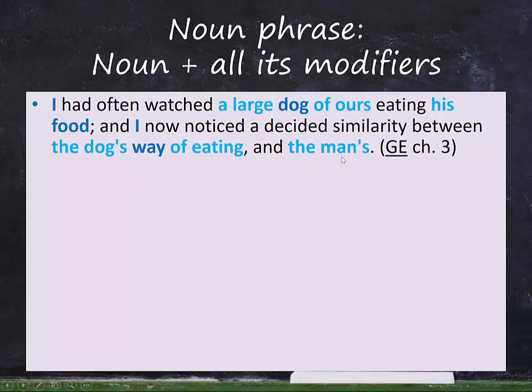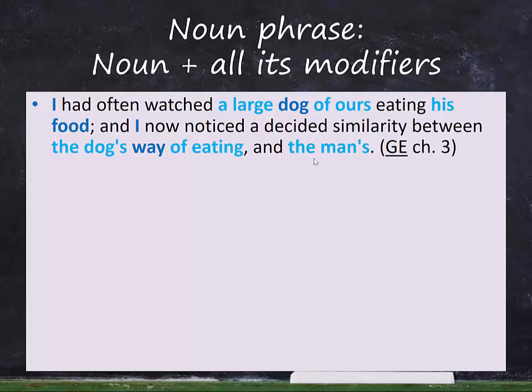The next one is interesting. Notice that I colored the man's in light blue. Why did I do that? Even though man is a noun, when we put the apostrophe S on it, we made it possessive, which makes it an adjective. So where is the noun? Well, it's left unspoken. There are 2 ways of eating here, the dog's way of eating and the man's way of eating. It's just more elegant to avoid repeating all the words.